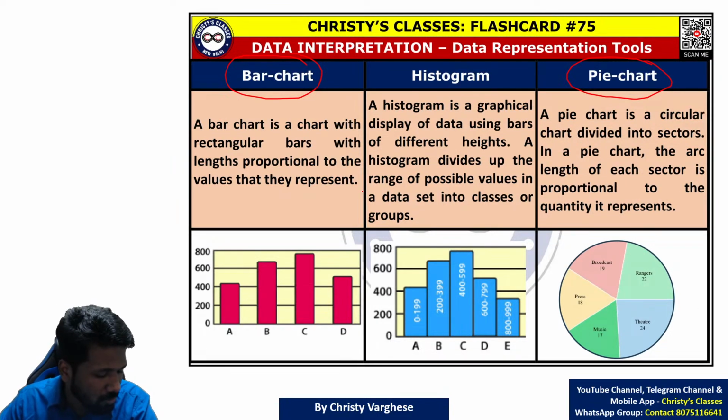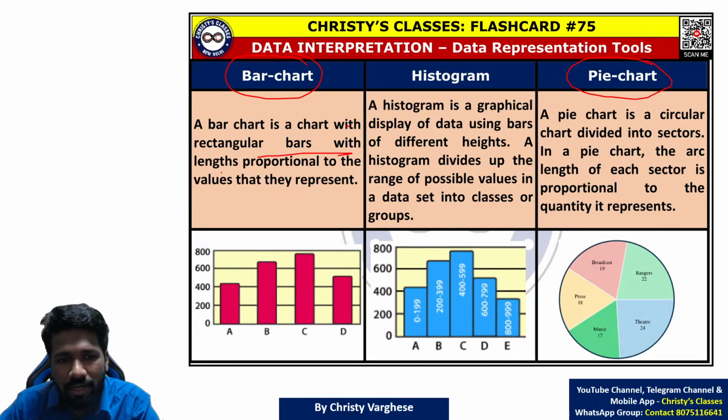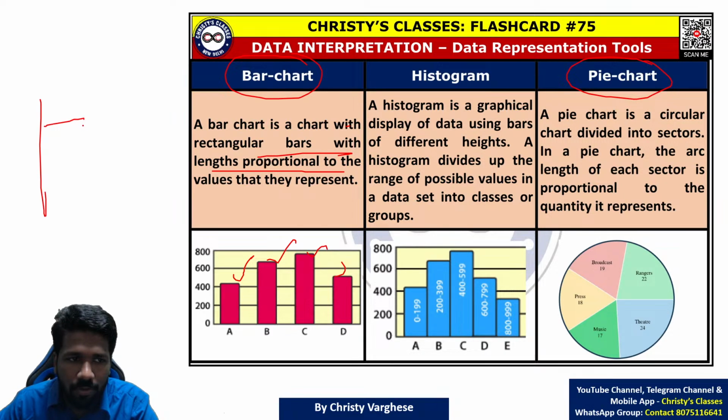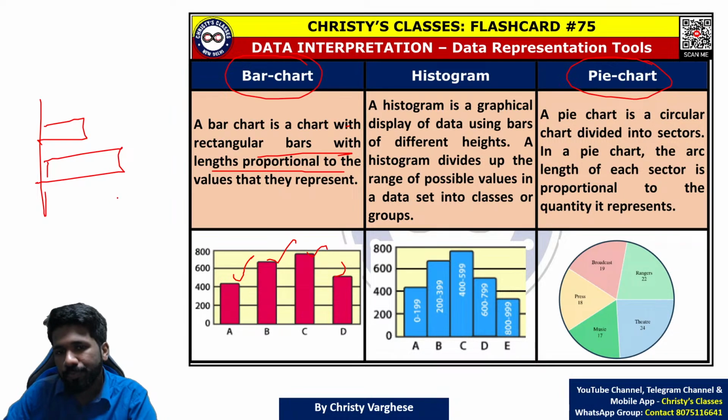All of you know that is also very commonly seen in newspapers. It is a chart with rectangular bars with lengths proportional to the values. Again, rectangular means it may not be vertical only. It can be horizontal also like this. It can be horizontal also.